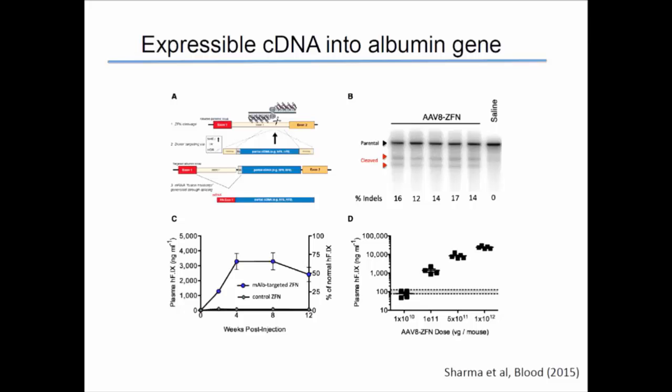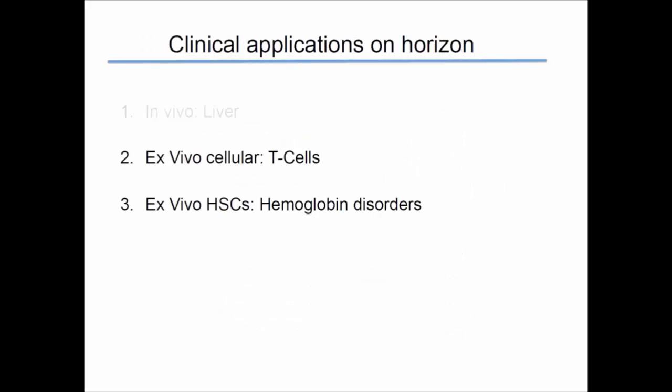And a second example is shown here, more recently from a manuscript in Blood, in which the investigators used the albumin locus as a place to put in the factor 9 gene, to insert it within the albumin gene, to use the potency of the albumin gene to express the transgene. And these kinds of approaches are moving forward in preclinical studies, and I think will probably go to the patient in the next several years.